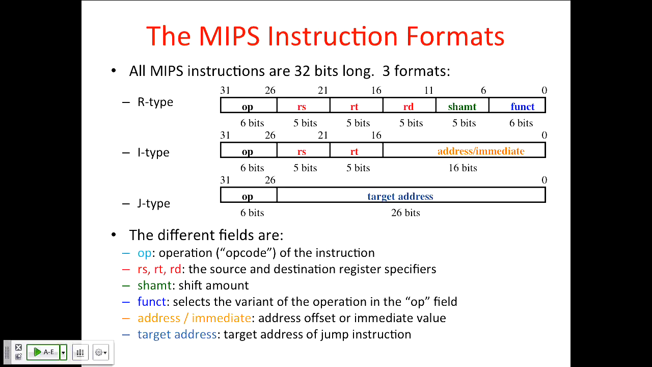You have these three formats. The jump type, all 26 bits are used for the target address. The I type has a register source, a register destination, and a 16-bit immediate. And the R type has 2 register sources and 1 destination. It can also have the shift amount in here, and then a function field that tells you more of the operations, right?